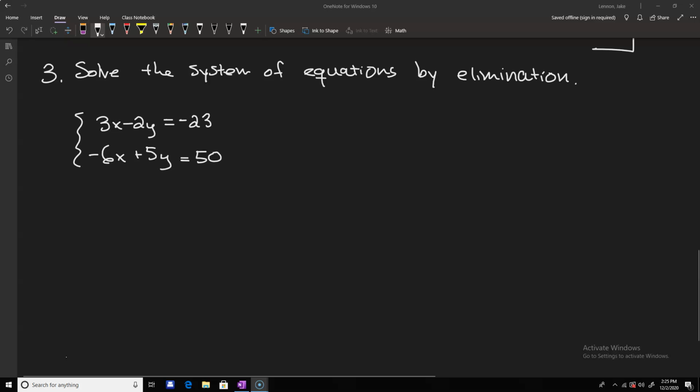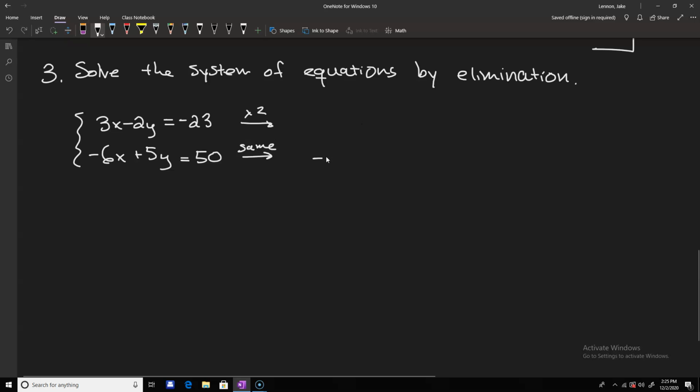And then when you add them together, you'll remove one of the two variables. So the easy way to do that in this case is just multiply the top equation by 2 and keep the bottom equation the same, and then you'll have a 6x and a minus 6x, so those will cancel when you add. So I'm going to multiply this top equation by 2, and that means multiply each term by 2.